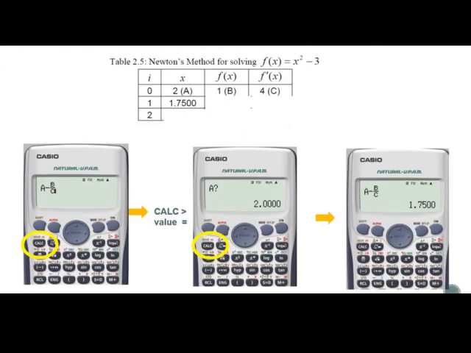I hope all of you can find this and get the same value. Make sure you have fixed your calculator to 4 decimal places and also in radian mode. That is the most important part.